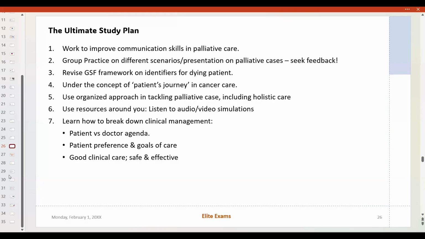So you choose which one you do, but whatever the patient comes in with, start your data gathering with that and then move to the other two. That's an organized approach. And you should also have holistic care as well.